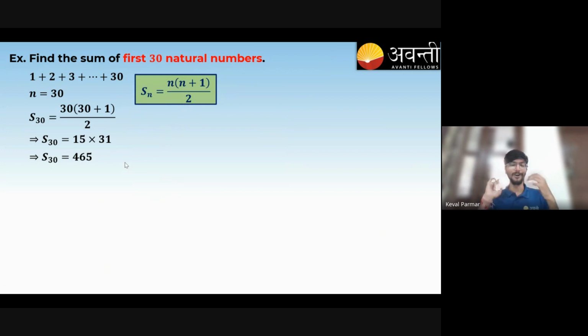Simple. Obviously, this is just an example on how to use the formula. Such questions will not be coming in JEE Mains or even NCERT. Got it? So let's see next.